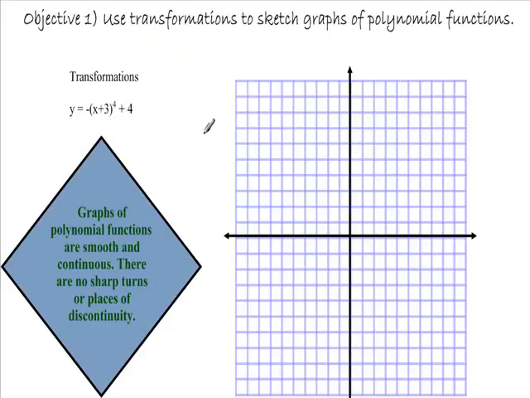Now, let's use those basic functions and do a transformation to get the sketch of this graph. Before we do that, one thing that I want you to note, for all the graphs of polynomial functions, they are smooth and continuous. There are no sharp turns or places of discontinuity. In other words, there are no holes or gaps in a polynomial function. So if I wanted to graph y is equal to the opposite of x plus 3 to the fourth plus 4, I need to think about what is the basic parent function, what's happening through the transformations. So my parent function is y is equal to x to the fourth.